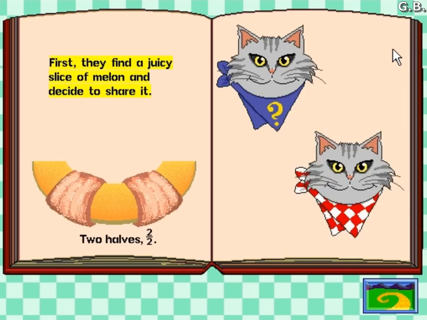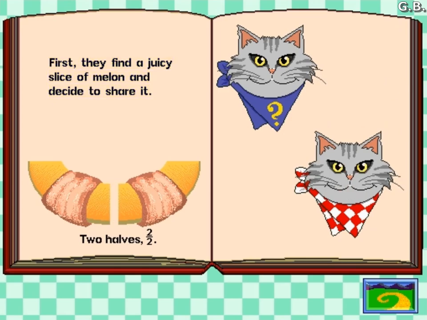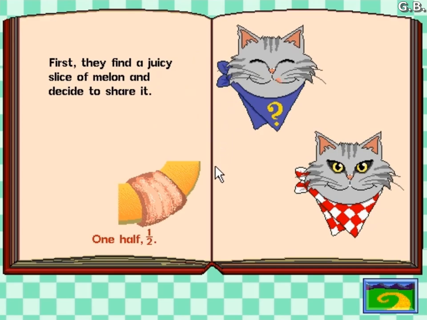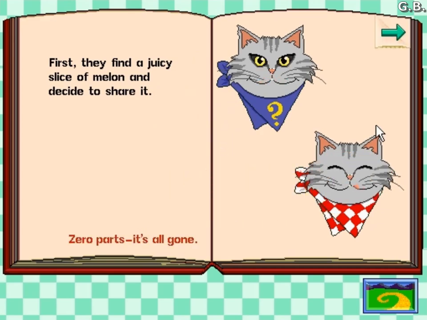First, they find a juicy slice of melon and decide to share it. Feed us equal shares of melon. Two halves, two over two. Make sure we each get a piece of prosciutto. One. Zero parts. It's all gone. Yummy! You did it!